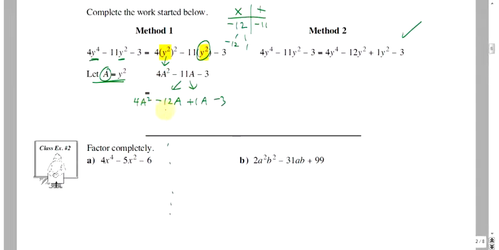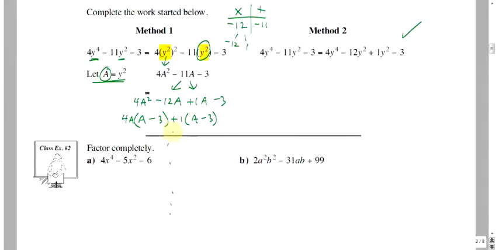What can I factor out of the first two? 4a. What do I have left? a minus 3. Guess what I want out of the second set of brackets? a minus 3. That's factoring by grouping. Every time you do decomposition, we're going to get grouping.